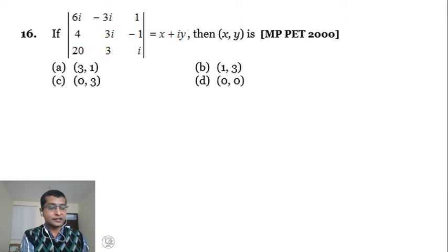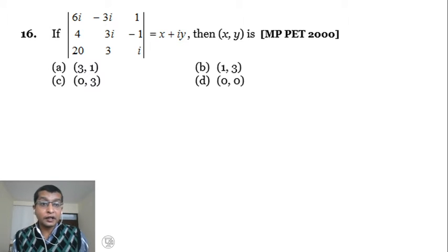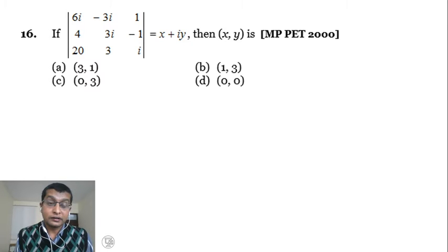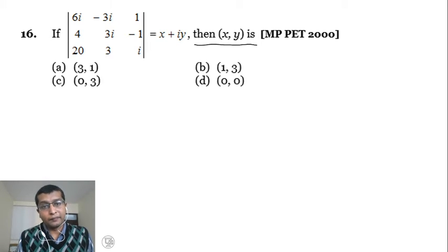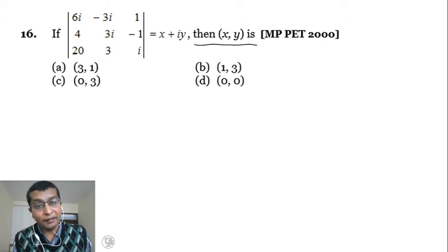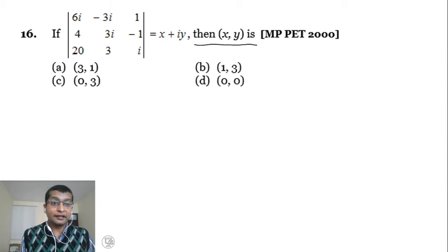Now we'll go to the 16th example. I read out: if the third order determinant equals x plus iy, then we have to calculate the value of x and y. So x is nothing but the real part of the complex number, y is the imaginary part here. Before that, it is a determinant, we have to expand it. If you expand it, we will get a solution. Then the real part and the imaginary part we have to equate, and we get x and y.